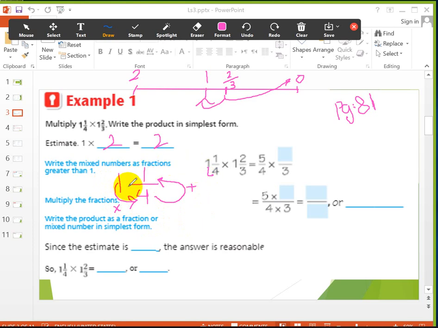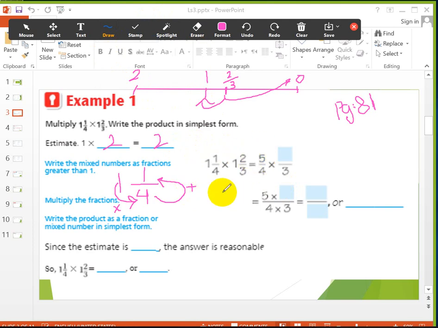Let's multiply, or let's find the answer. So, multiply 1 with 4. 1 multiply 4 equals what? Equals 4. 4 plus 1 equals 5. So, write 5 in the numerator and the denominator will be the same. So, if you want to write this number as a fraction, it will be 5 over 4. Okay? This is how I write the mixed number as a fraction.